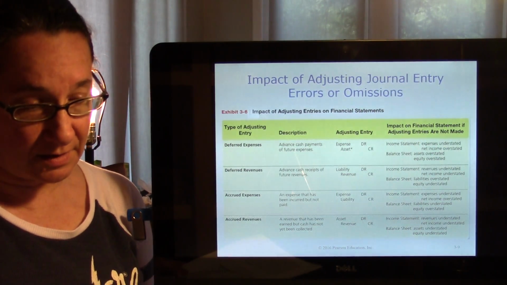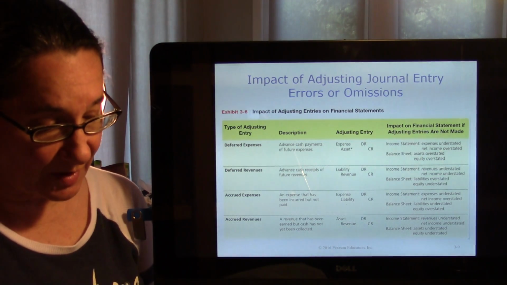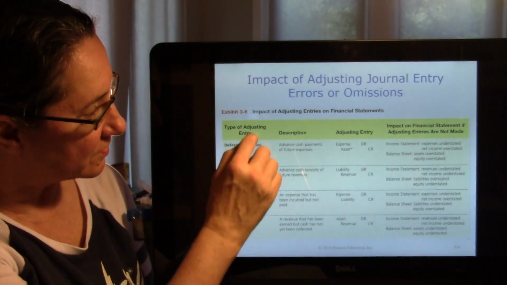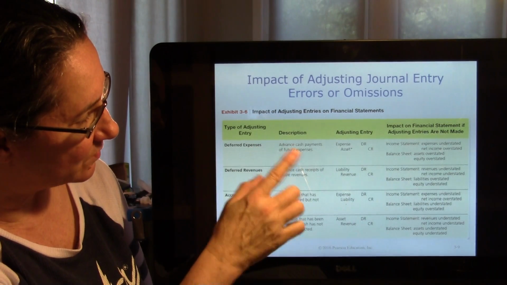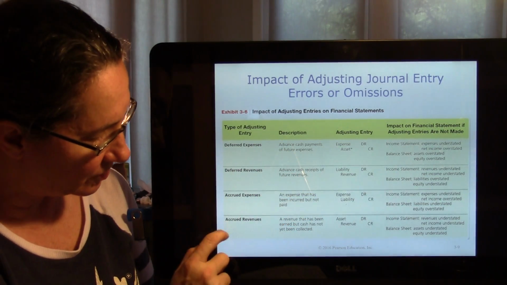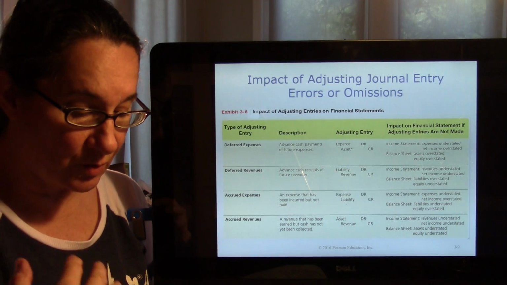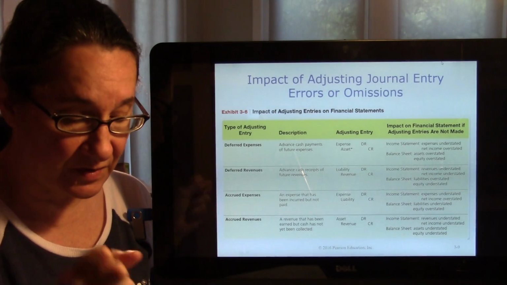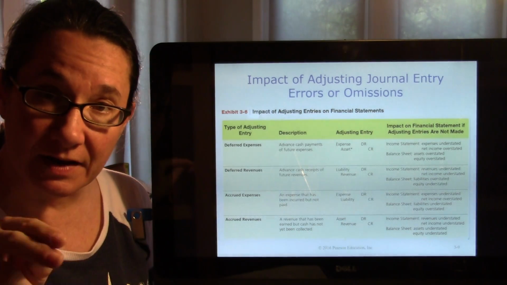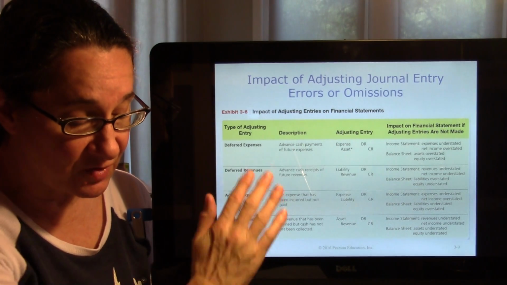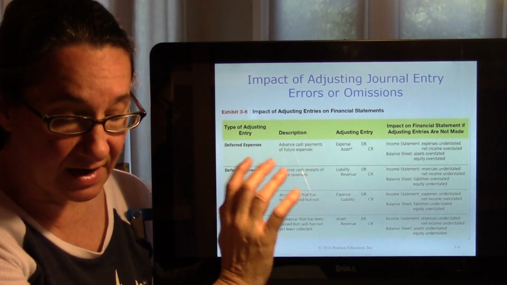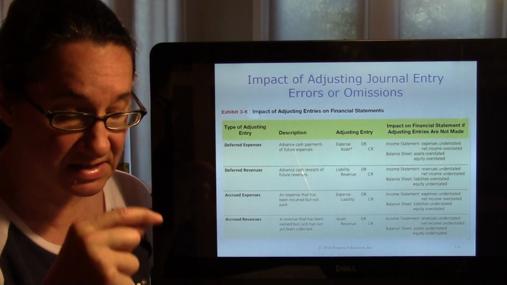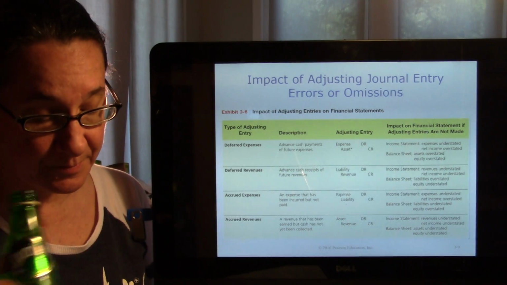So this Exhibit 3-6 from your book, you might want to look at. It's showing how important the adjusting entries are. It shows if you forget a deferred expense, a deferred revenue, an accrued expense, or an accrued revenue, you are forgetting the adjusting entry. Therefore, two financial statements are going to be messed up: the income statement and the balance sheet. So it's really important. If you forget that deferred expense, like I just talked about, on the income statement, expenses are understated, therefore net income is overstated, assets overstated, equity overstated.